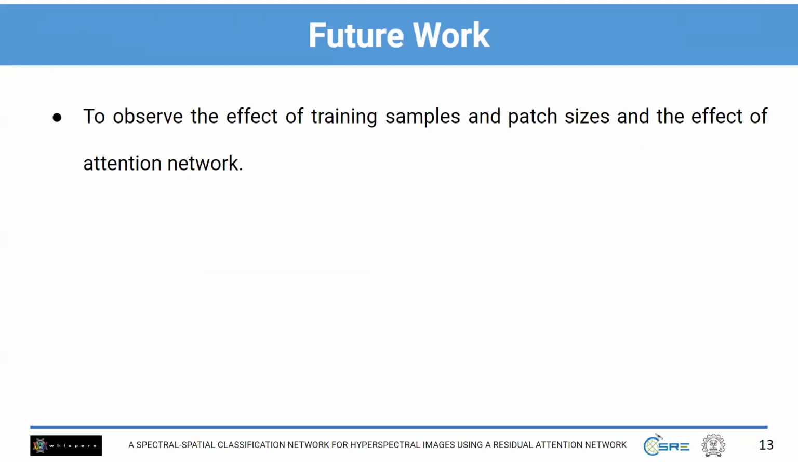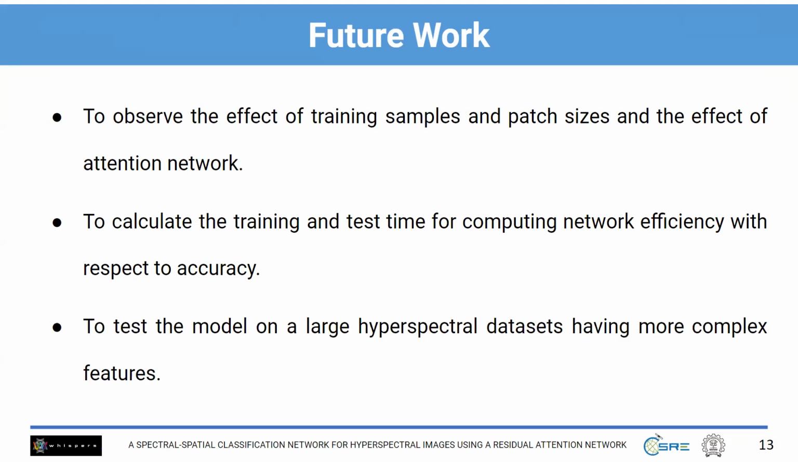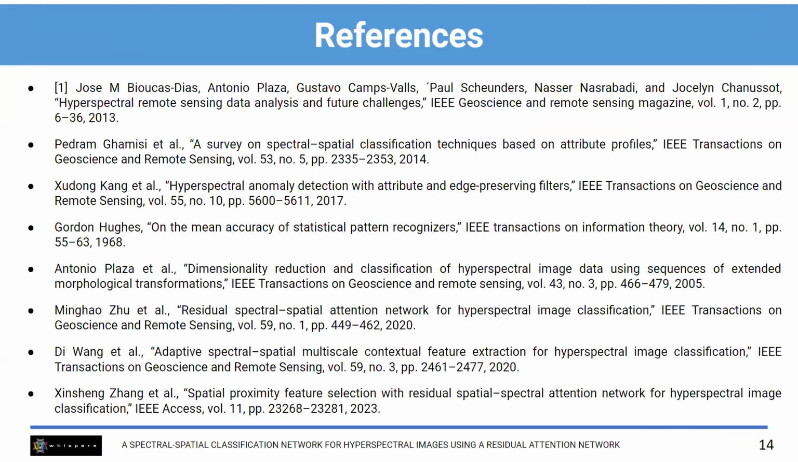The future work is aimed at observing the effect of training samples and patch sizes and the effect of attention network, calculating the training and test time for computing network efficiency with respect to accuracy, and testing the model on large hyperspectral datasets having more complex features.